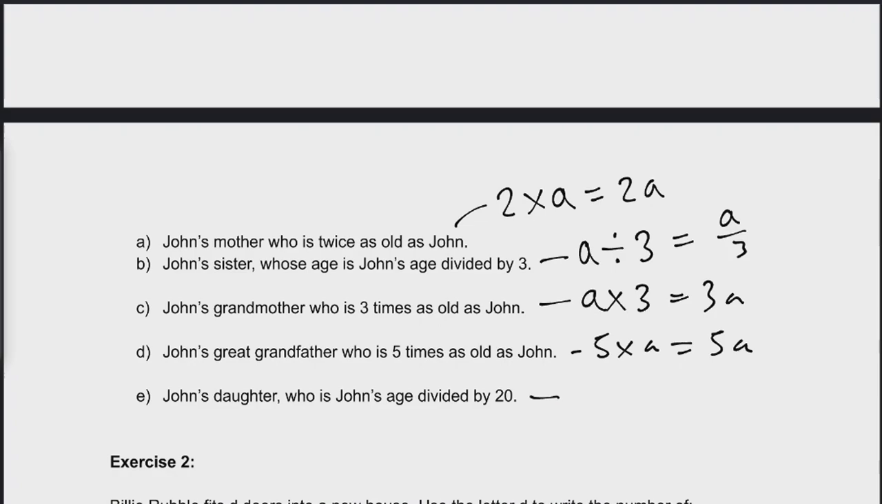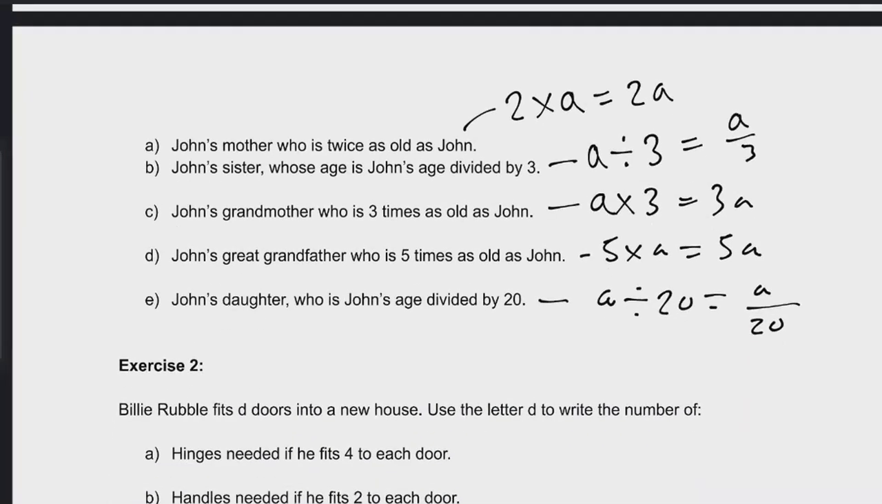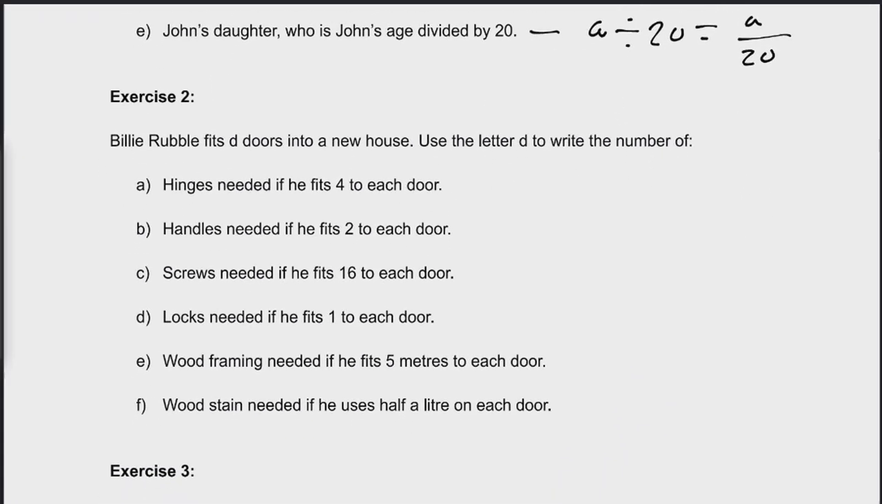And then John's daughter, whose age is John's age divided by 20. We can write that as A over 20. Okay, so let's do another exercise. Exercise 2. Billy Rubble fits D doors into a new house.